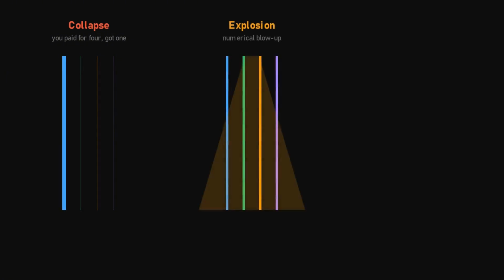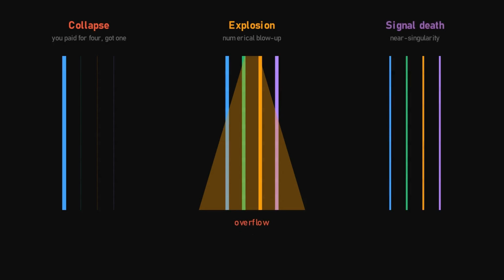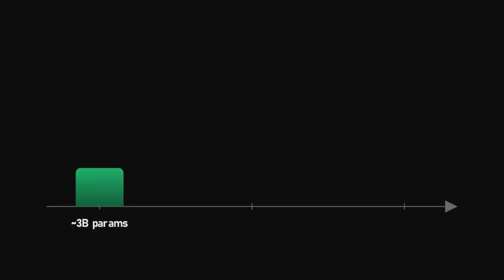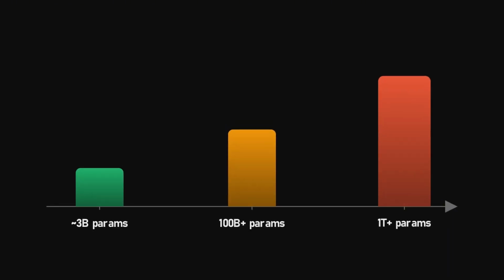One stream dominates and you wasted 3, or the matrices amplify until the numbers overflow, or they shrink toward 0 and kill the early signal. At a few billion parameters, AdamW's damping hides all of it. At 100 billion plus it bites, a trillion plus it's catastrophic. And you find out millions of dollars into the run.